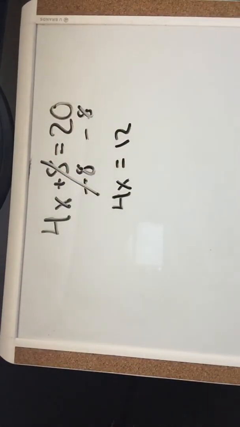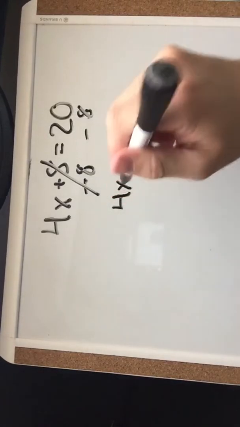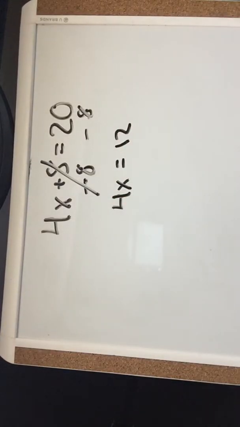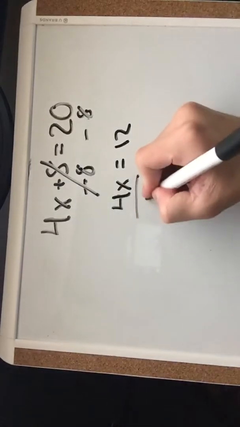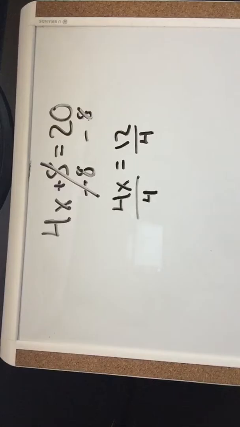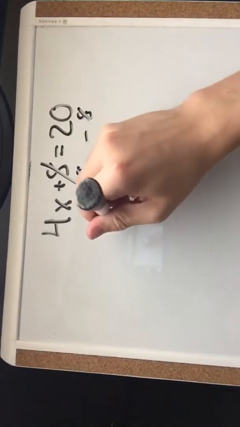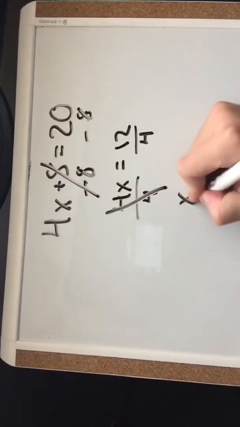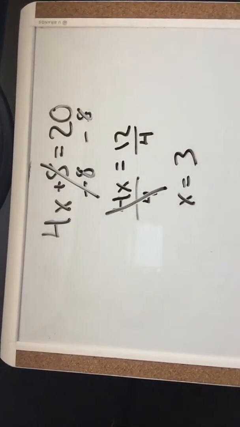Now we have the multiplication and division. What you're doing here is you're always using the counter, or opposite, of what you have in your equation. So earlier I had plus 8, so I had to use the opposite, minus 8. Here we have 4 times x, so we're going to divide by 4. That is the counter to a multiplication. X equals 3. There we go.